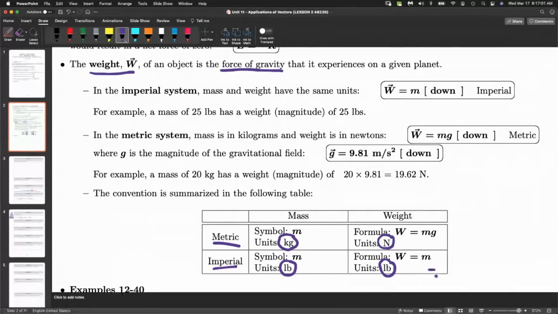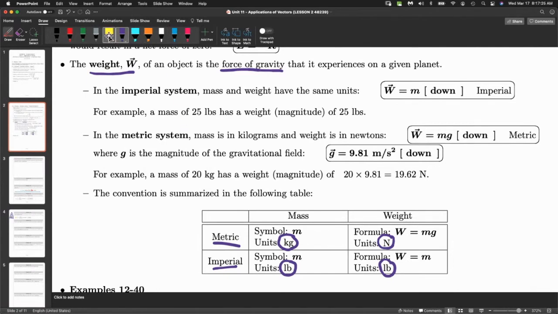So as an example, let's say that it's me, or anybody, standing somewhere on the earth, and if their mass is 190 pounds, then their weight is also 190 pounds. So the numerical value is the same.